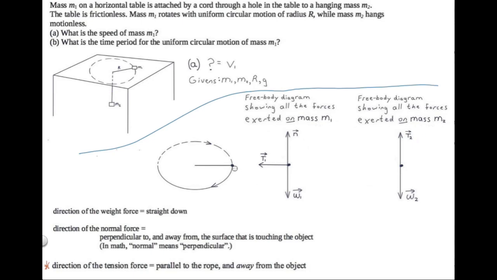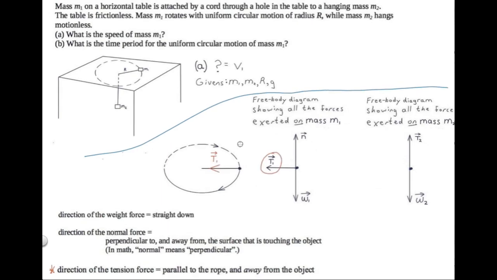As we've shown with this dot, we are assuming that object 1 is currently located at the far right of its horizontal circle. So the tension force exerted by the cord on object 1 points to the left. Notice that for determining the direction of the tension force on object 1, this sketch of the horizontal circle, which we drew ourselves, turns out to be more useful than this sketch, which was provided by the problem.